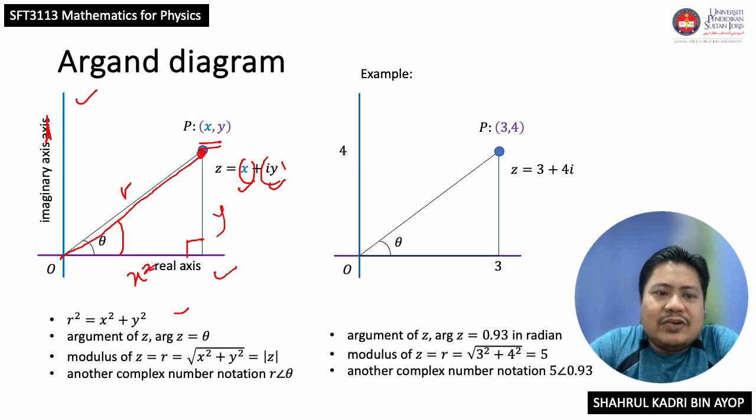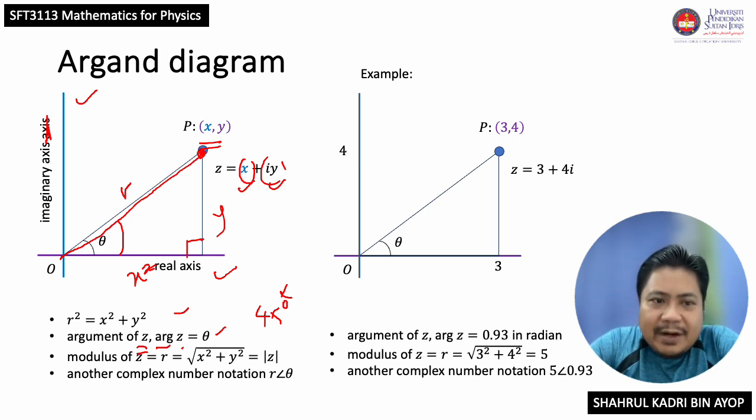So what is theta? Theta is the angle. We call it the argument of z. So this is the argument of the complex number, or we can write it as arg z equal to theta. Theta can be in radians or in degrees. But if you are in degrees, for example 45 degrees, you have to put the degree sign to indicate that it is in degrees.